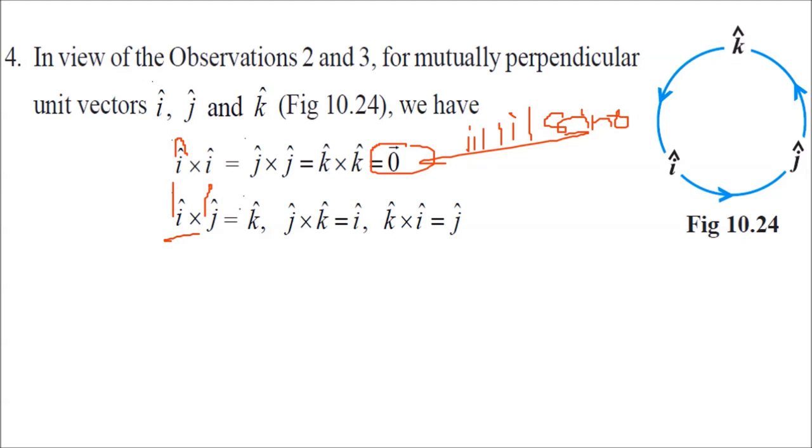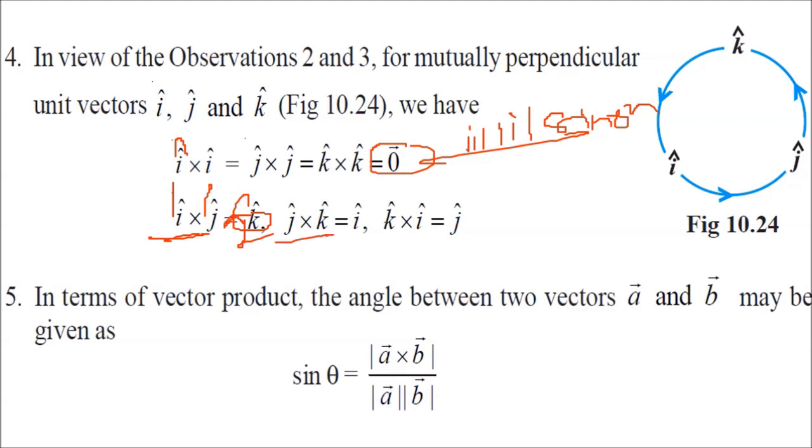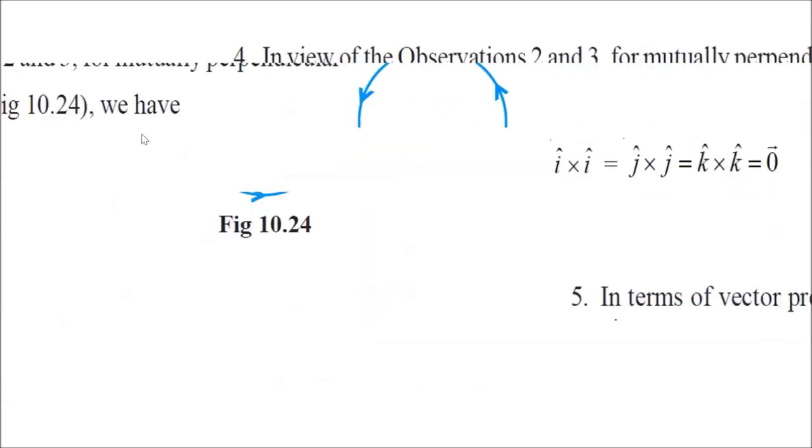And that will be k, because n cap is the unit vector which is perpendicular to I and j, and that is k. So you get k with 1 here. Similar is the case with j cross k and k cross j. So essentially sin theta will be the magnitude of a cross b divided by the magnitudes of a and b.